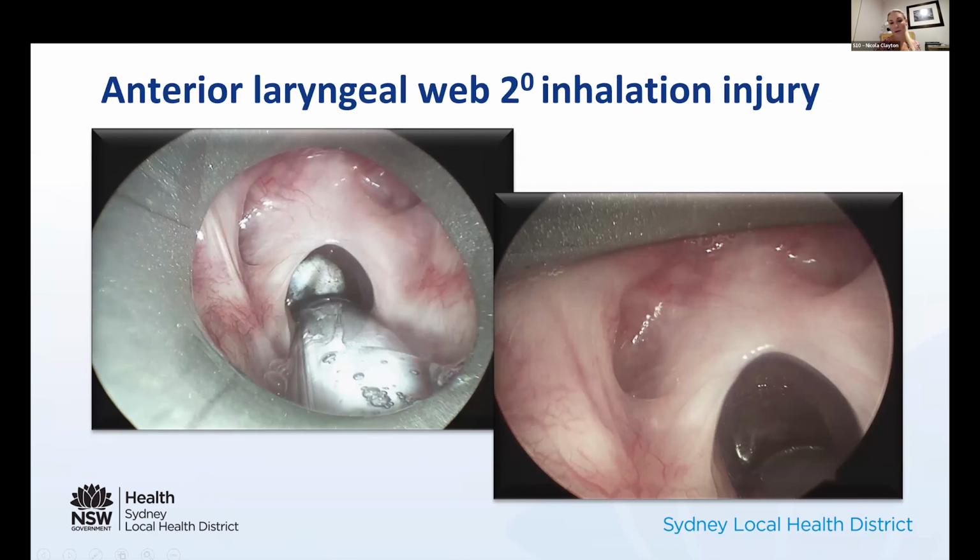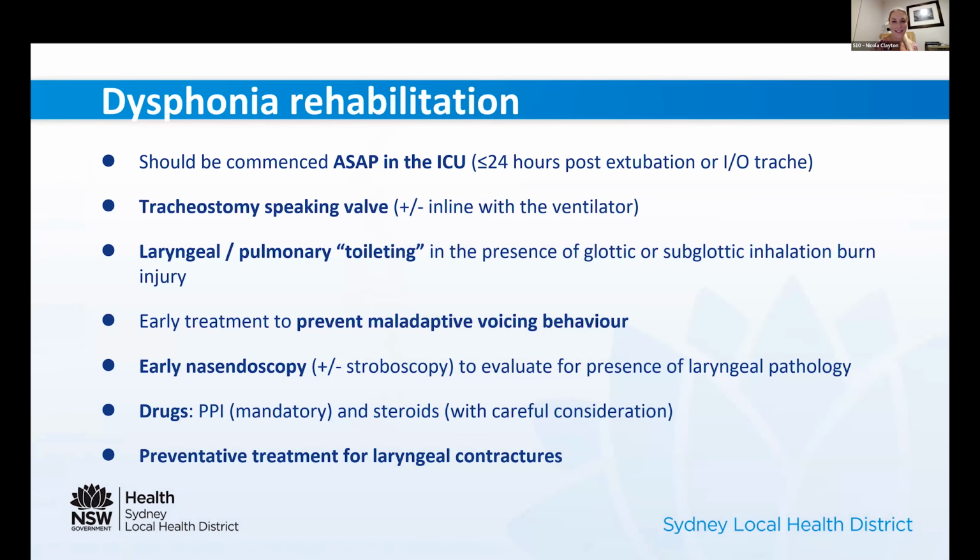A couple of microlaryngoscopy images. So in a severe case, we can see tethering between the true and the false vocal cords, but we haven't seen this for quite some time because we employ a lot of prophylactic laryngeal contraction management, which I'm just going to talk about in this slide now.